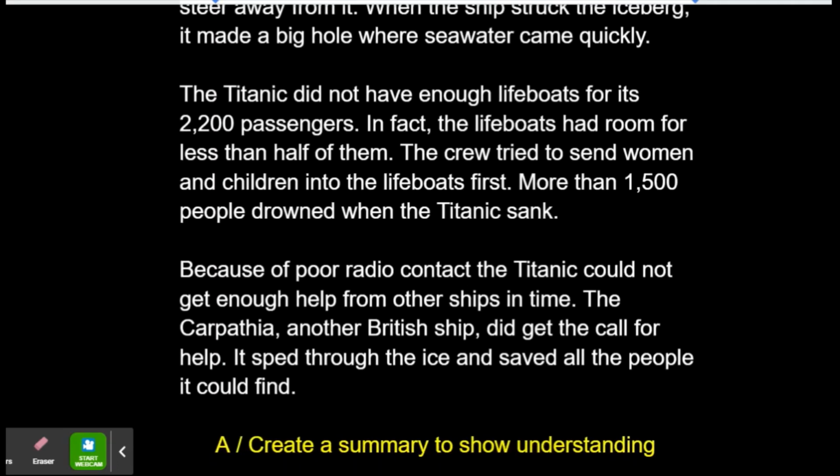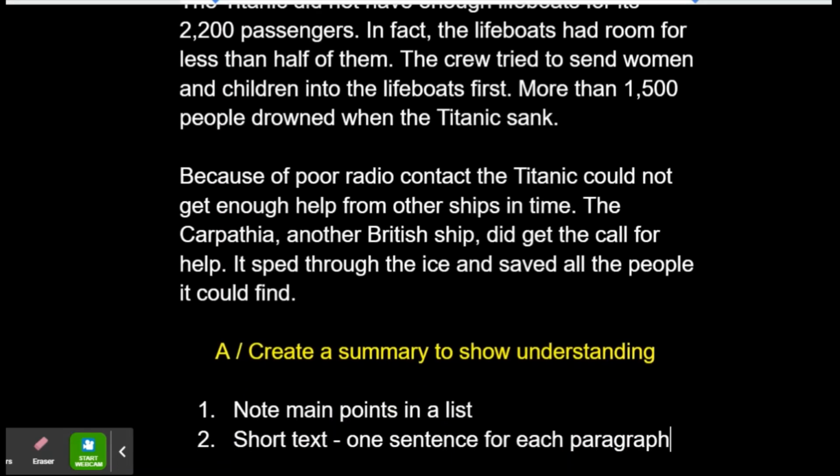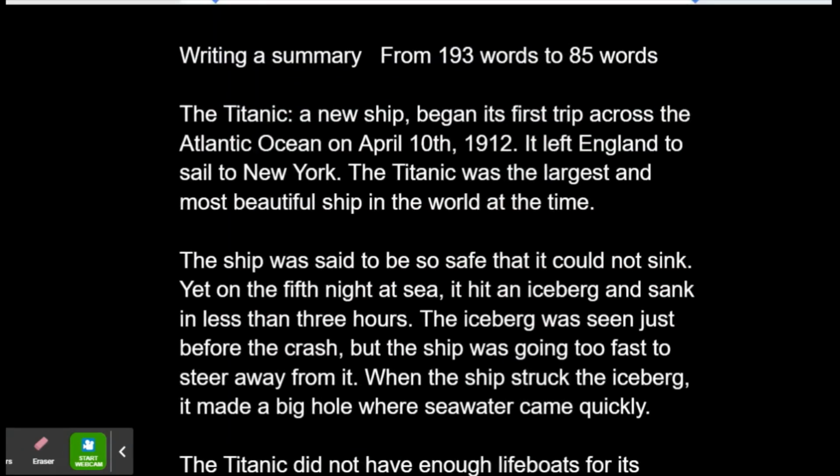So you want to do a summary. What do you do first? Well, first of all, you have to think about your main points. Then you need to put those main points in a list and do one sentence for each paragraph. So to look at the main points, I need to go back over the text and I need to decide which words are the most important words.